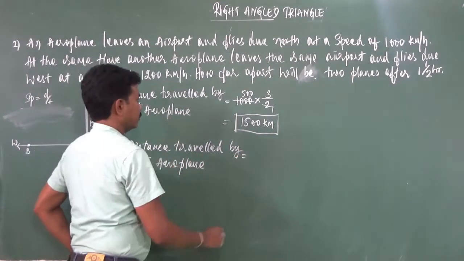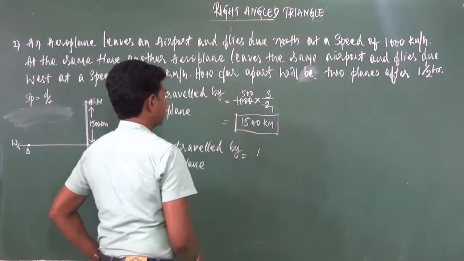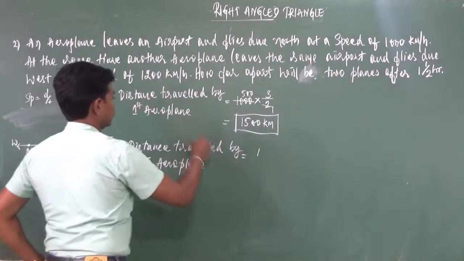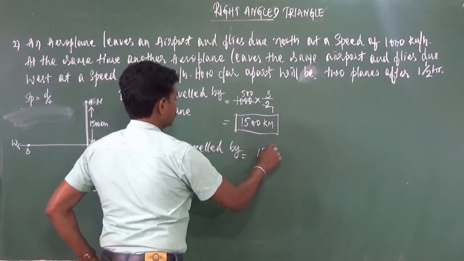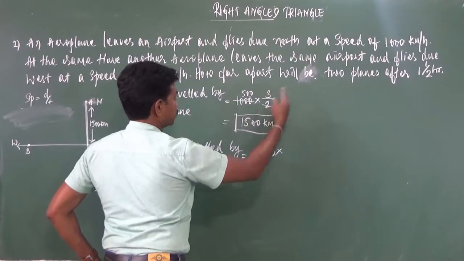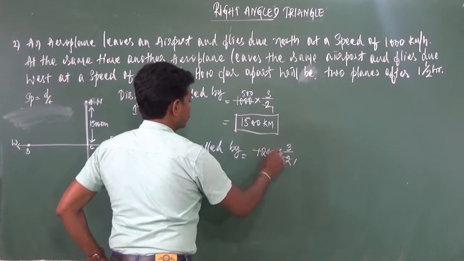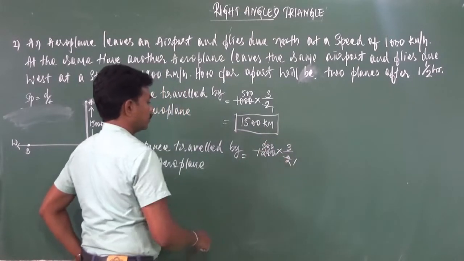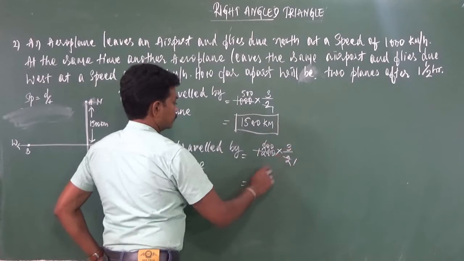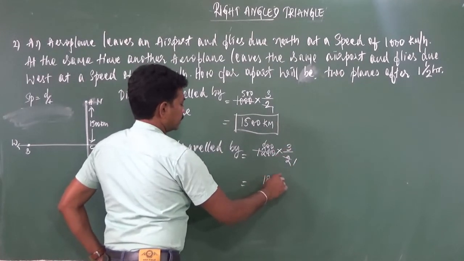Distance traveled by the second aeroplane is equal to its speed, 1200 km per hour, into the same time, that is 1.5 hours itself. So it can be taken as 3 by 2. So 2 ones are 2, 600 is 1200. So 600 into 3 is 1800 kilometers.